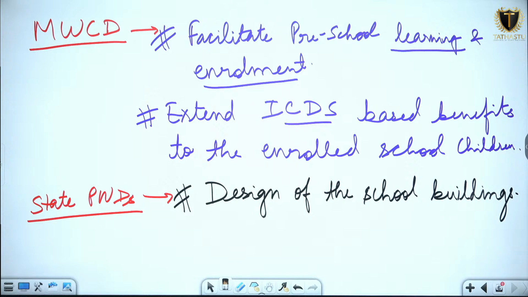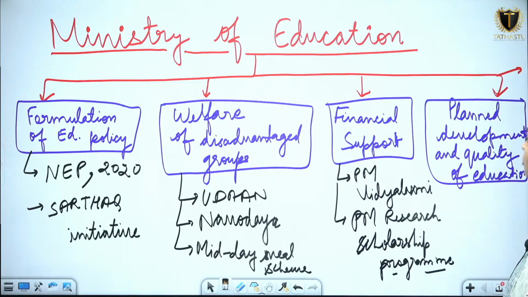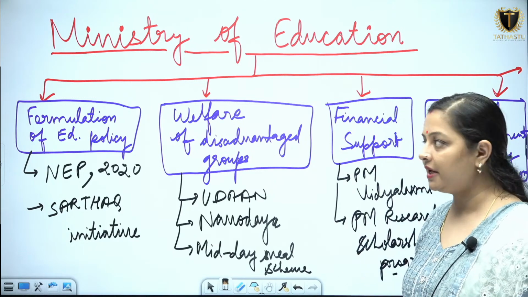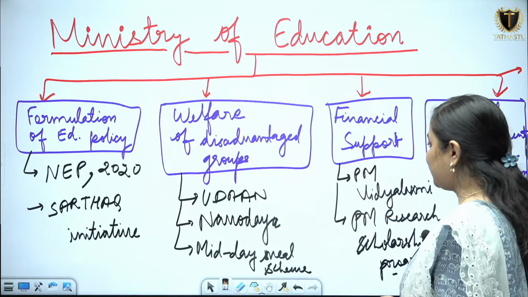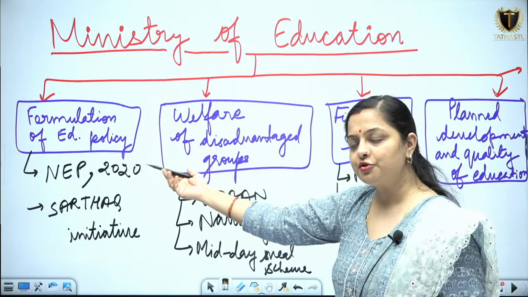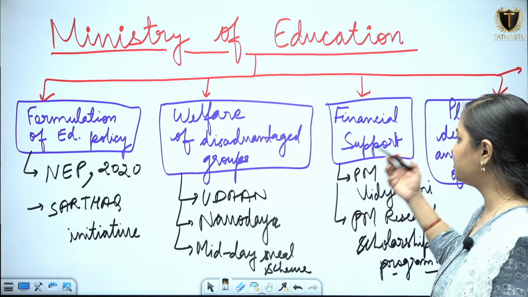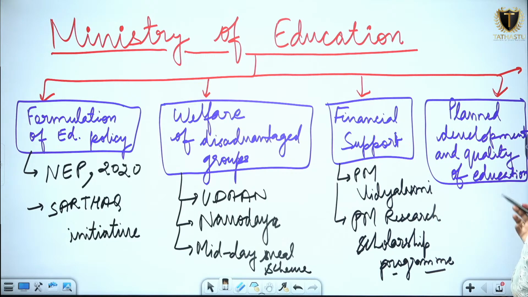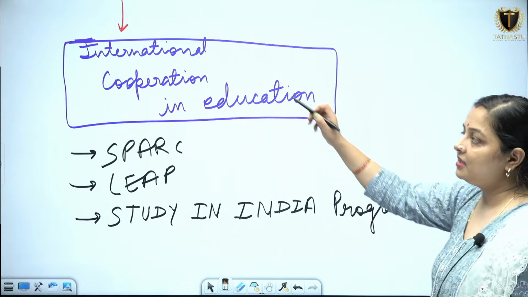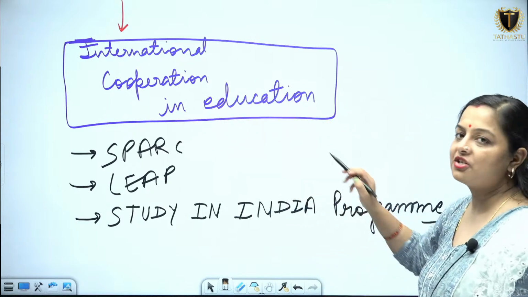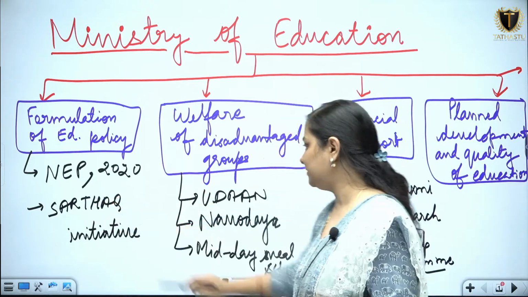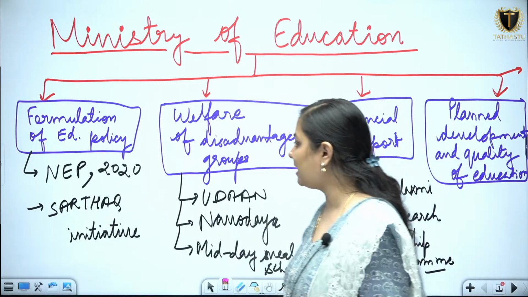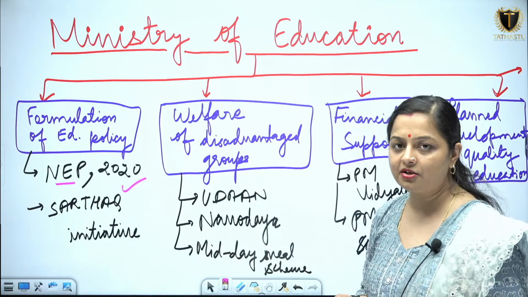Chalo, so that is done. Now let's revise whatever we have done. We started with the Ministry of Education. Under the Ministry of Education there are various subtopics under which the government has come up with various schemes. One is the formulation of education policy, then the welfare of disadvantaged groups, financial support, then planned development and quality of education, and the last one is international cooperation in education. Under formulation of education policy, we have the New Education Policy and the Sarthak initiative as well.